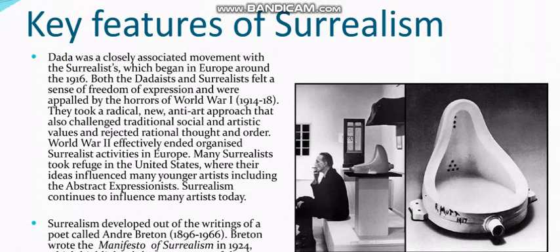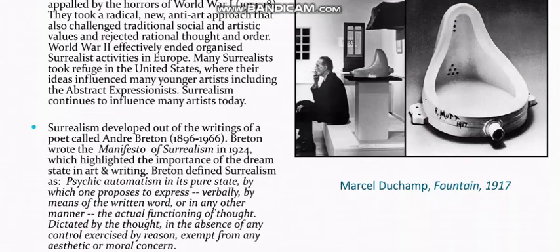Surrealism continues to influence many artists today, and it developed out of the writing of the poet called Andre Breton. Breton wrote the Manifesto of Surrealism in 1924, which highlighted the importance of the dream state in art and writing. Breton defined surrealism as psychic automatism in its pure state, by which one proposes to express, verbally, by means of written word or in any other manner, the actual functioning of thought, dictated by thought in the absence of any control exercised by reason, exempt from any aesthetic or moral concern.